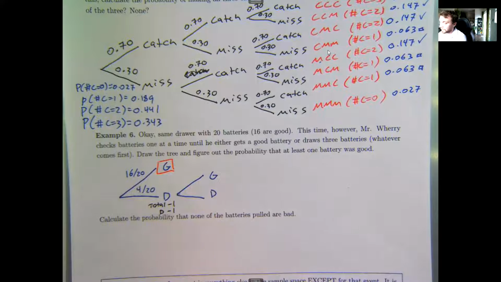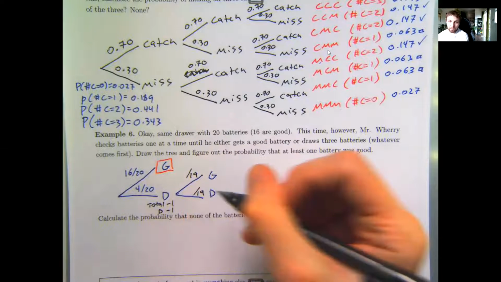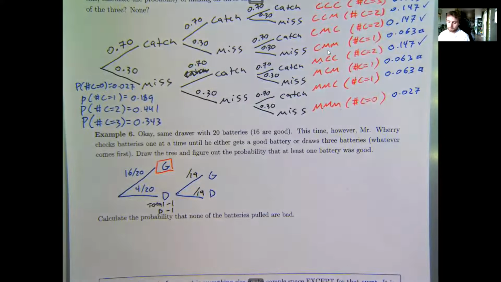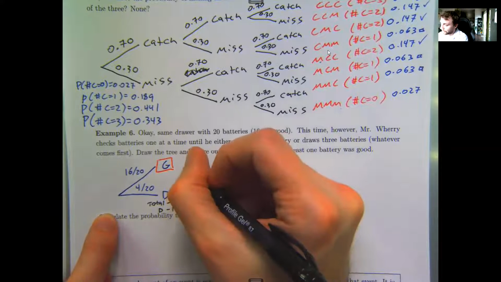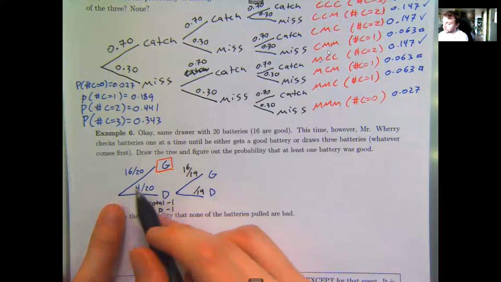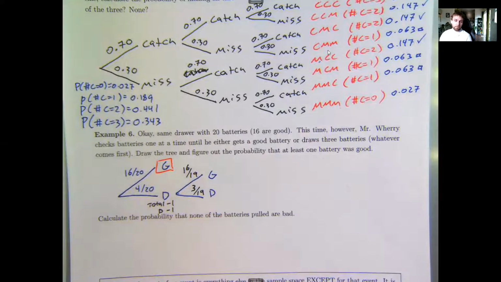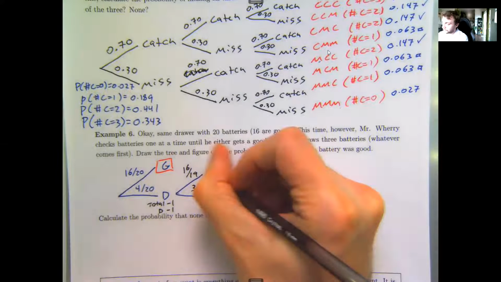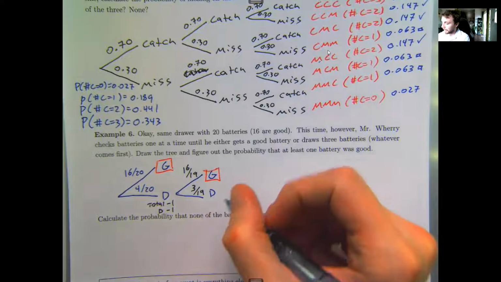So this means I'm now looking at these totals as being out of 19 because I've taken one of them away. I've not touched the good batteries on the sequence down here, so I still have all 16 good batteries, but I've decreased the number of dead batteries, which used to be 4, by 1 to get a new value here of 3. So this tree will keep track of these changing probabilities. If I get this good one, I stop. If I get this dead, I keep going. I'm going to keep pulling until I get either 3 batteries or 1 good battery.